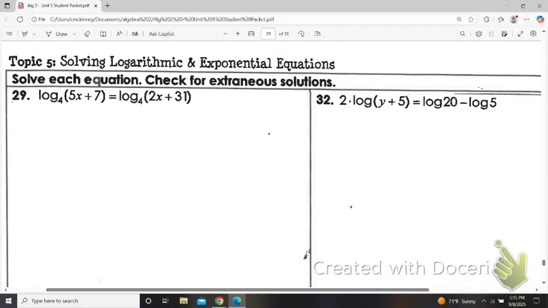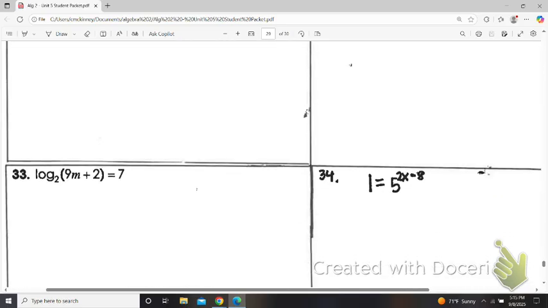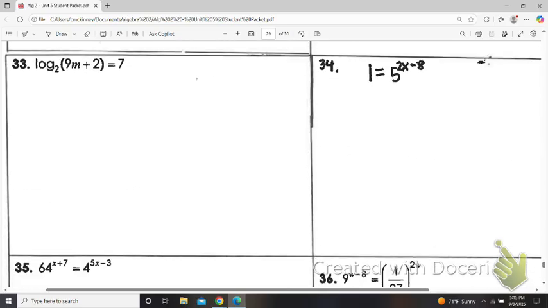Okay, so next part here. Now we have only one log, right? There's only a log on the left side. So this is when we're going to change to exponential form. So our base is 2. Our exponent is the 7. So 2 to the 7th.